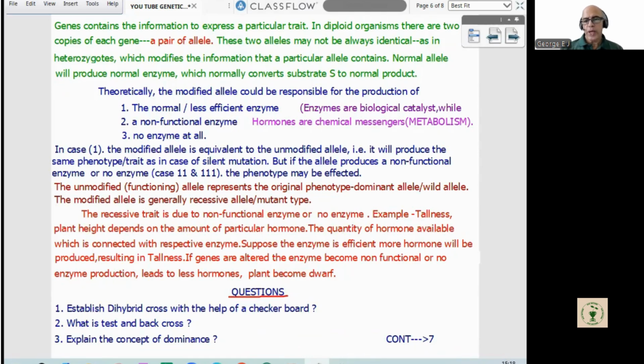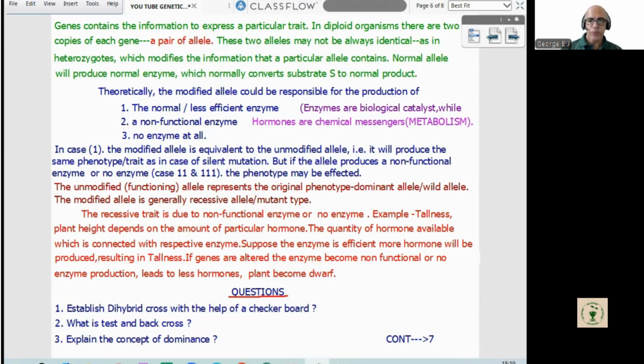In a diploid organism, it is 2n, there are 2 copies of each gene. We may call it allele, allelic pair or pair of alleles. These 2 alleles may not always be identical, like capital T, small t, as in heterozygotes, which modifies the information that a particular allele contains. Normally, the normal allele will produce a normal enzyme, and this enzyme normally converts substrate S to normal product.